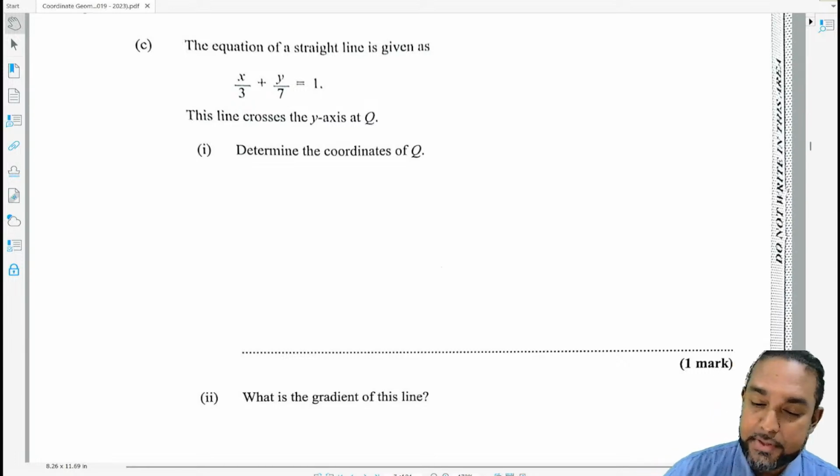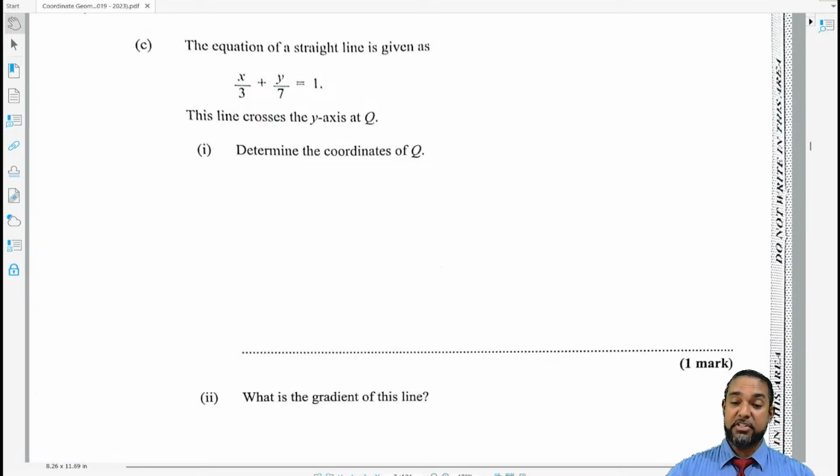All right, now it says this line crosses the y-axis at Q. Determine the coordinates of Q. Now, when it crosses the y-axis, what do we call that? The y-intercept. When it crosses the y-axis, it means that the x-coordinate at that point is 0. So if you want to find the coordinates of Q, all you have to do is plug a 0 inside here.